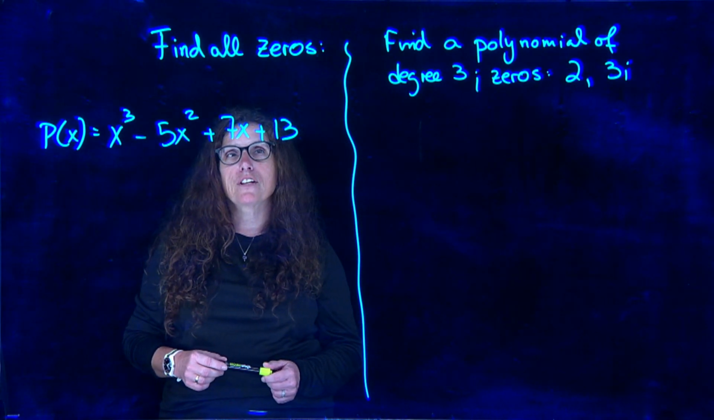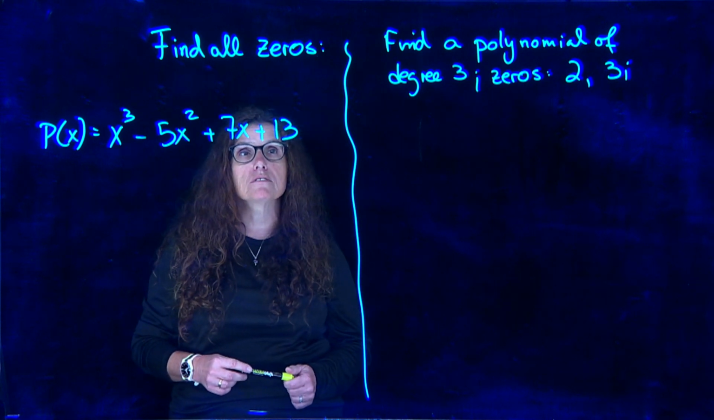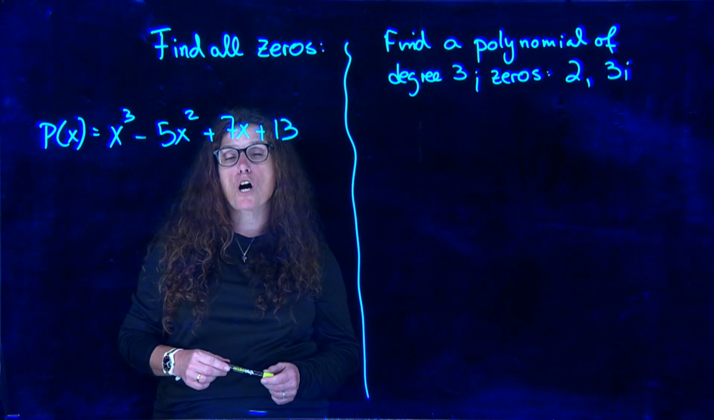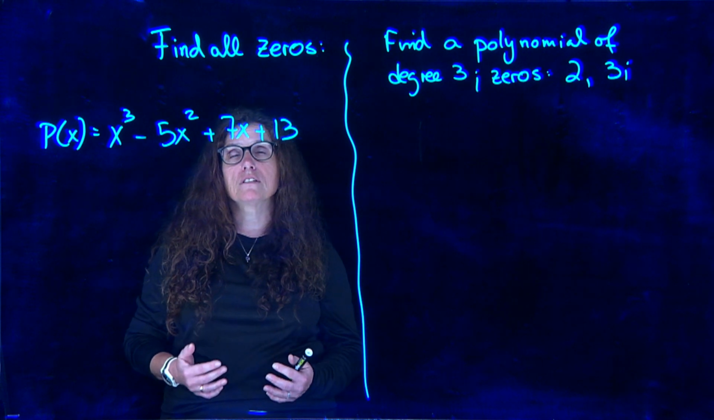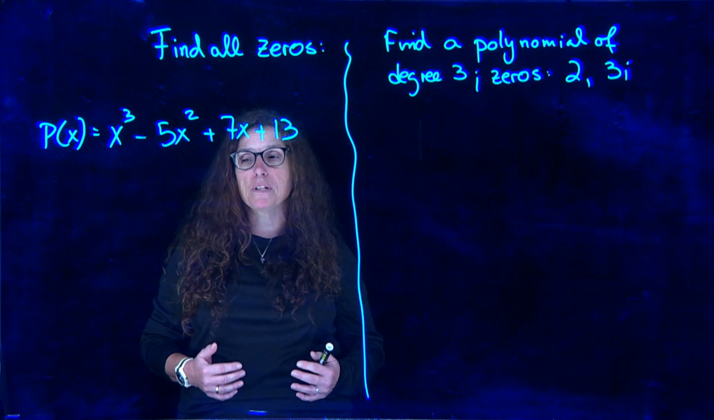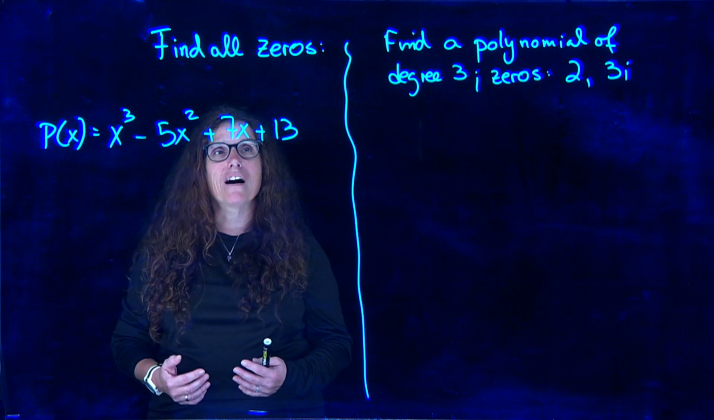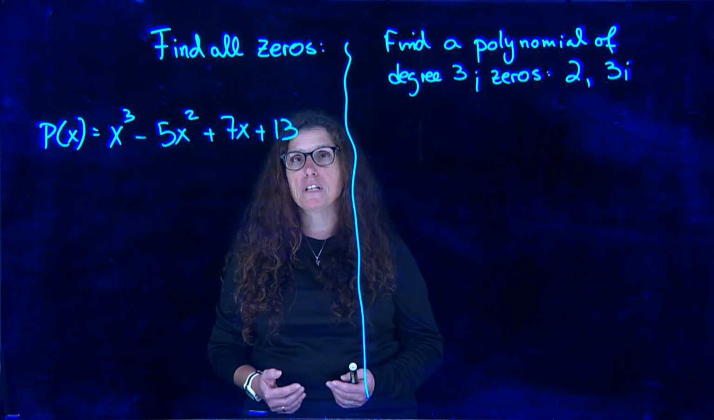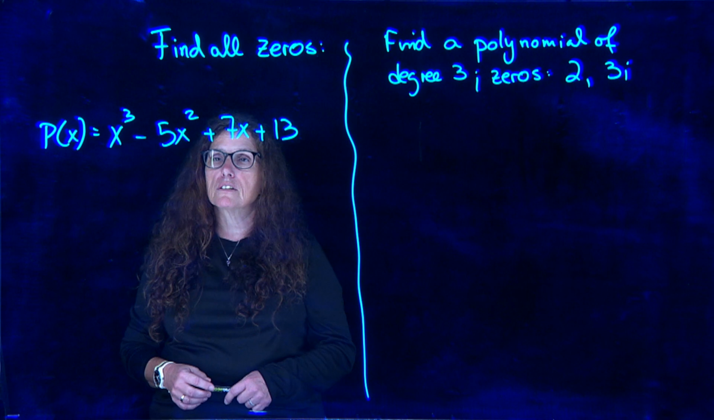Let's take a look at finding all the zeros. Now, when I say all the zeros, I mean rational zeros as well as complex zeros. Complex zeros, I mean in the form of a plus bi. As you know, if a plus bi is a zero, then its conjugate, a minus bi, also has to be a zero. So let's take a look at this problem.